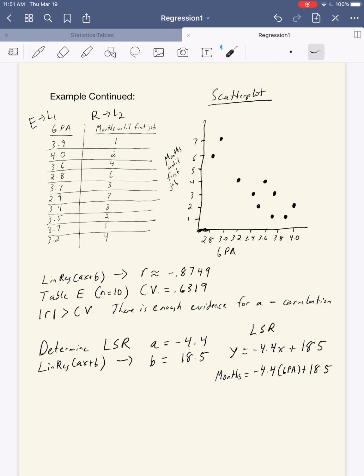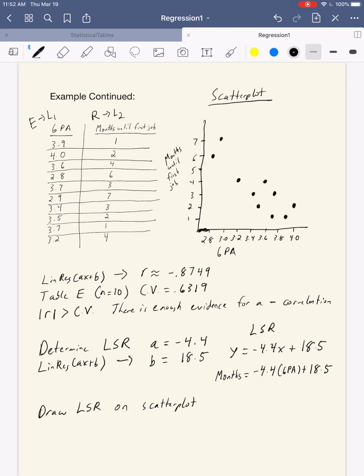All right, we're doing a lot of stuff right now on faith in the calculator. Let's actually see if this LSR really fits the data we have. So as one last thing here, we're going to try to draw the LSR on our scatter plot. Now, how do you draw a line on a graph?